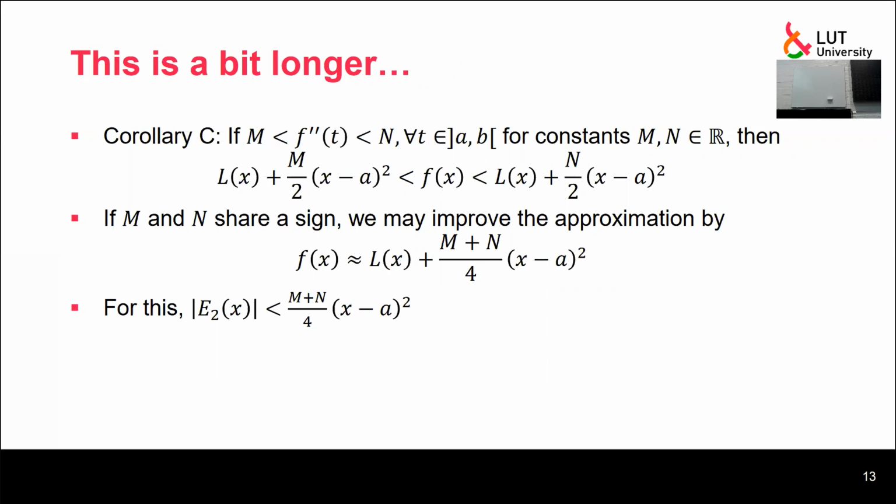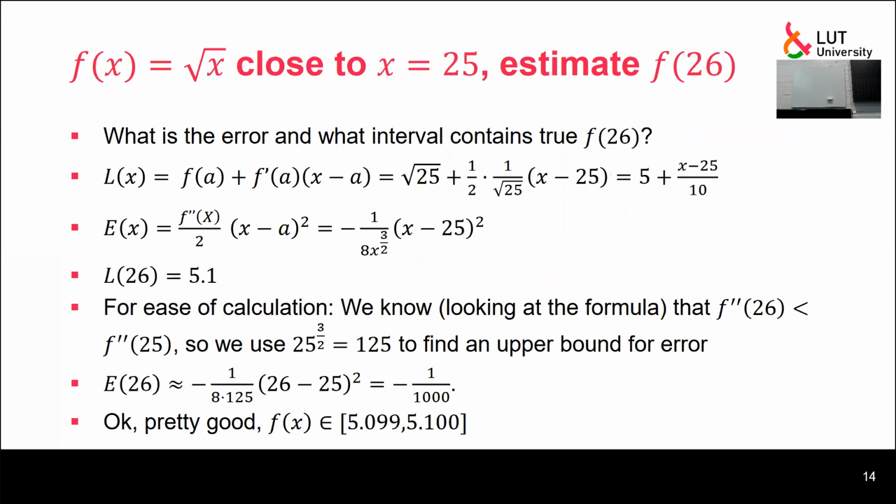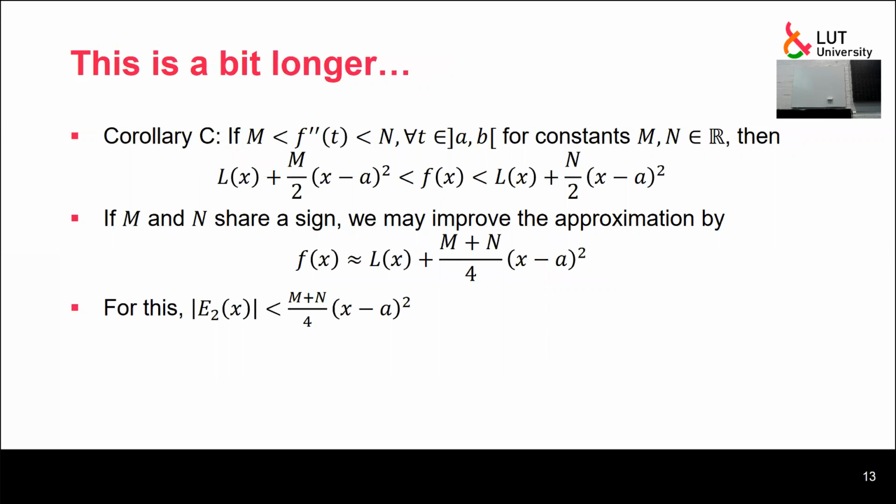So this E is the error function, and those bars mean absolute value. So now here we get a much smaller error.